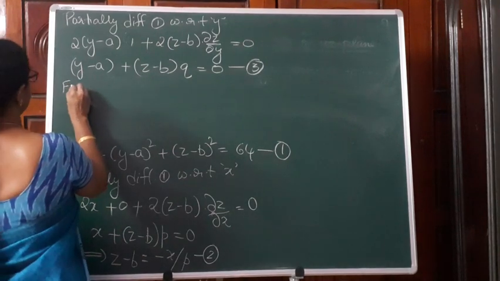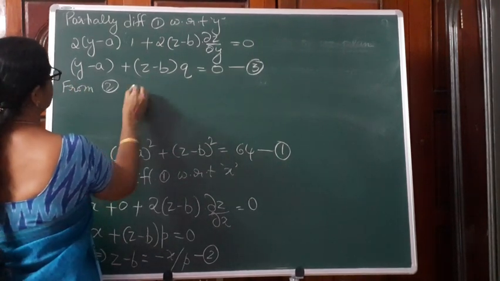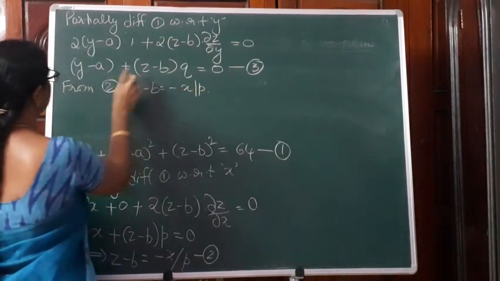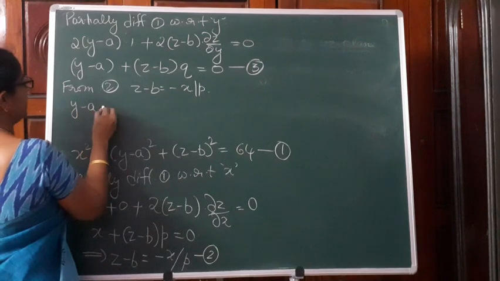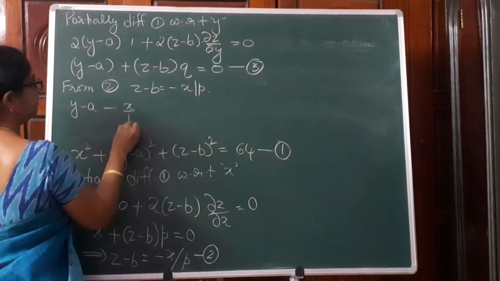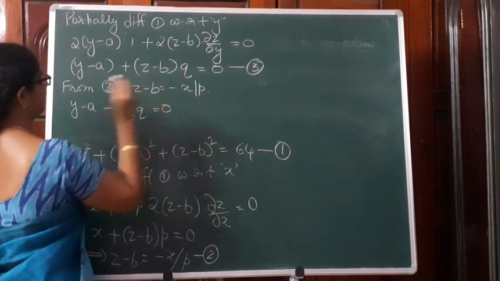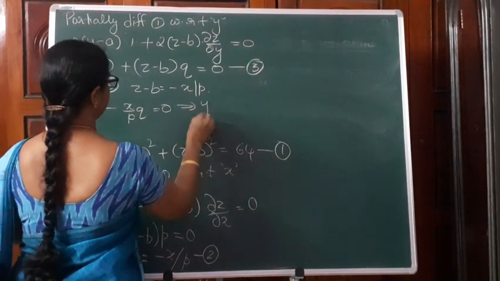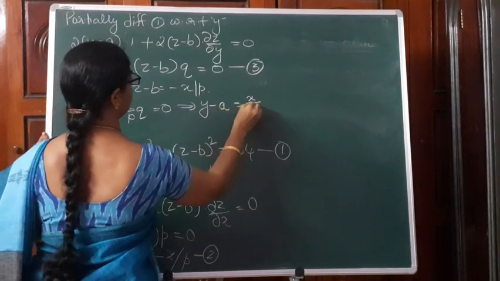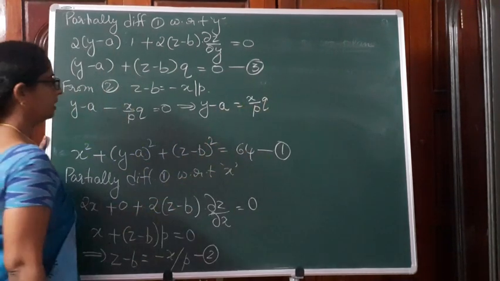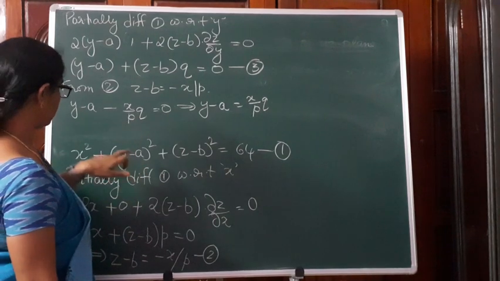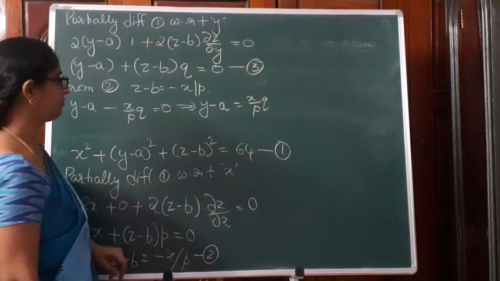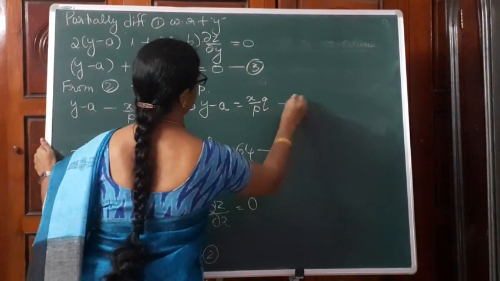So from equation 2, z minus b is equal to minus x by p. So now what happens to equation 3? (y minus a) minus x by p into q is equal to 0. So what is y minus a from this? y minus a is equal to x by p into q. So that we can substitute the values of y minus a and z minus b in equation 1. Okay. So call this equation 4.